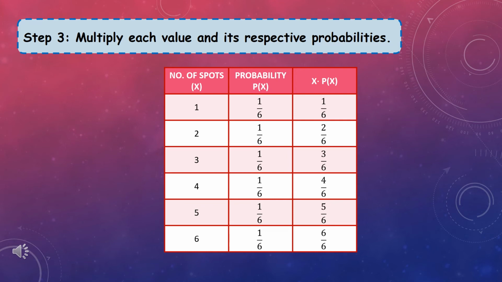2 times 1 over 6 is 2 over 6. 3 times 1 over 6 is 3 over 6. 4 times 1 over 6, we have 4 over 6. 5 times 1 over 6, we have 5 over 6. And 6 times 1 over 6 equals 6 over 6.